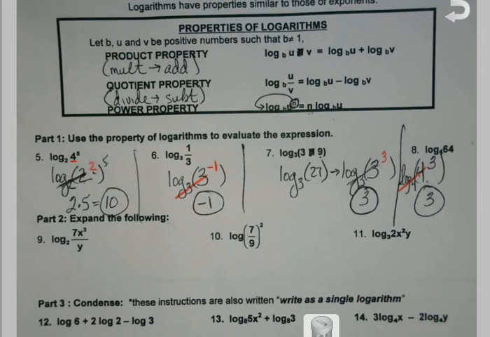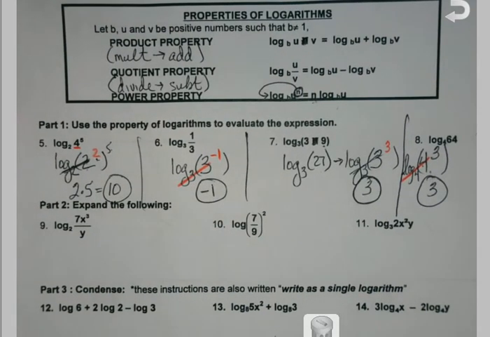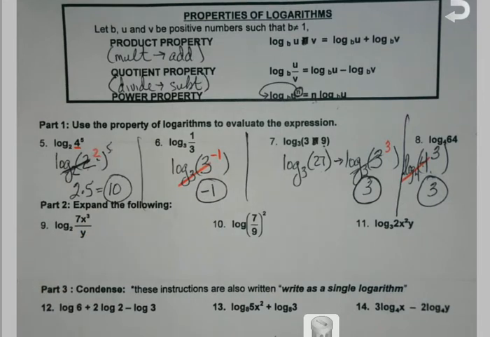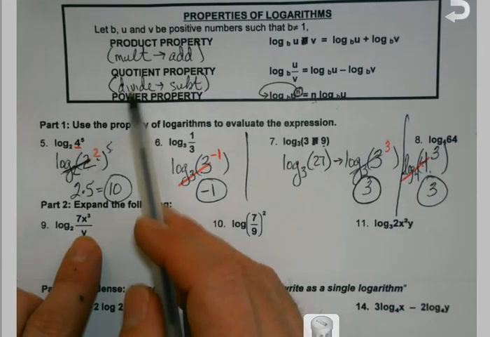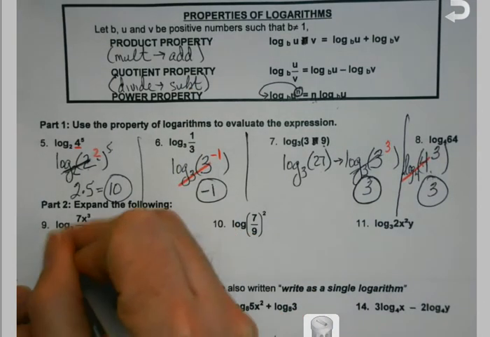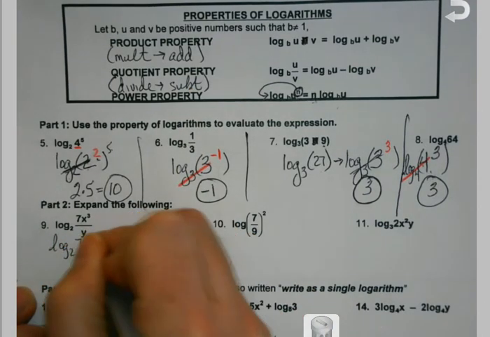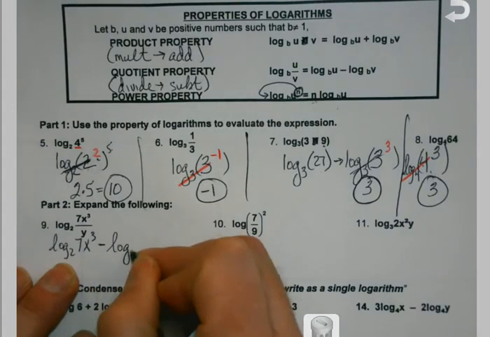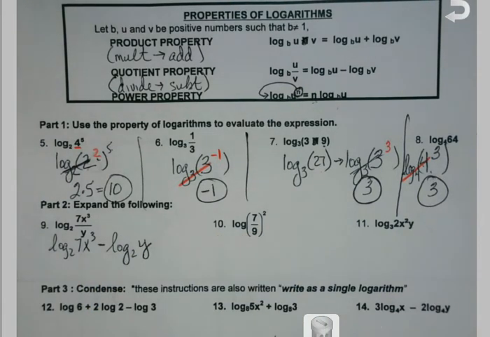So then we actually get to start using some of this. Expand the following. In other words, take it from small and make it really big. So here's how this is going to work. Typically with these, anytime there's division or a fraction, we're going to deal with that first. And division, we just got done up here saying, is going to turn into subtraction. So here's how we're going to do this. We're going to split this into my numerator minus the log of my denominator. Division becomes subtraction.